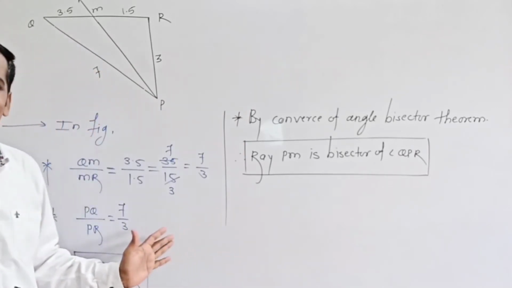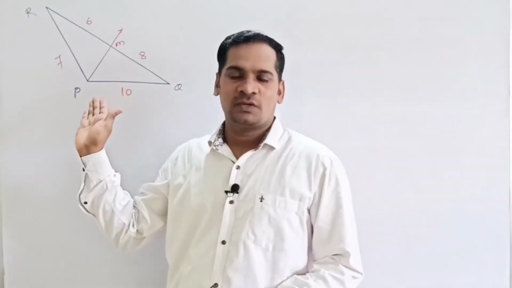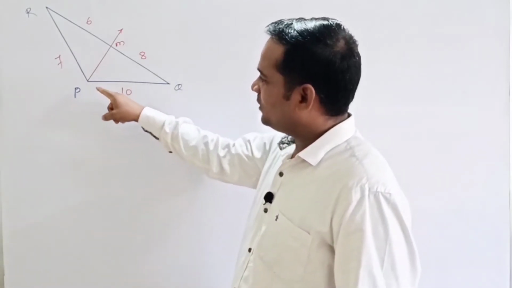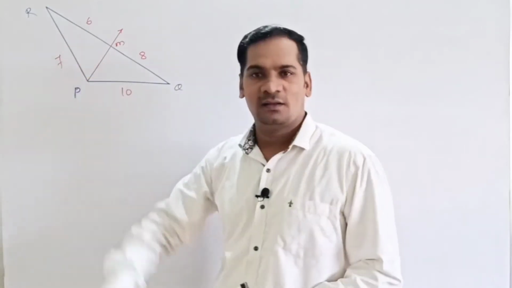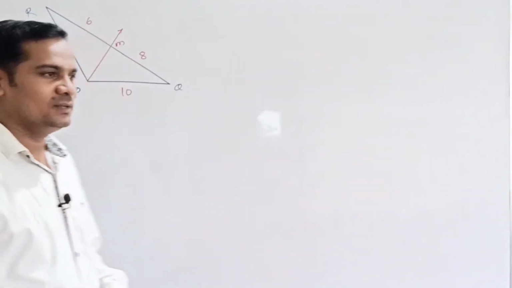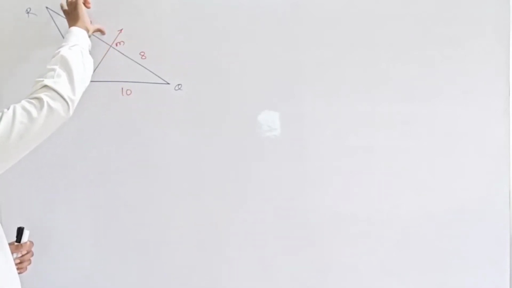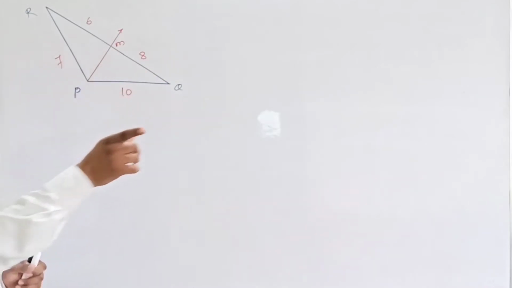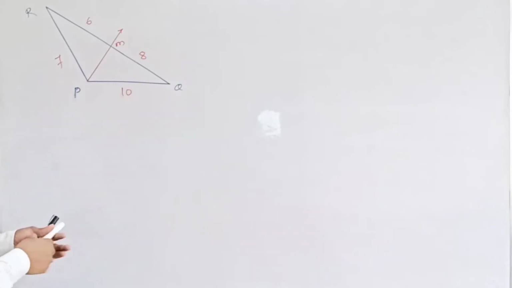How simple is this? So let's check the next question. This is the second sub question from question number 1, in which again we have to find out whether this ray PM is the bisector of angle QPR or not. So for that purpose we have to take the ratio of these two segments, RM upon MQ, and that ratio should be equal to PR upon PQ. So let's take those two ratios.